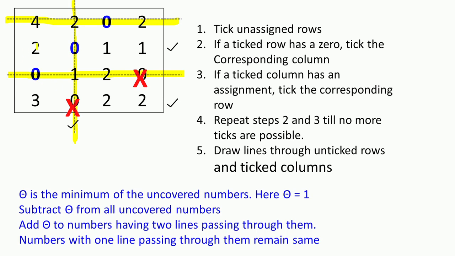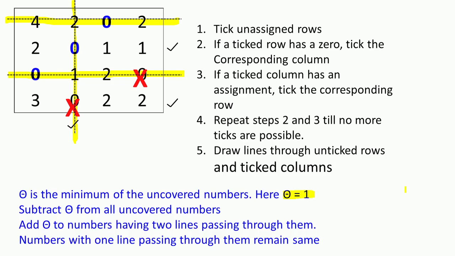Now take the minimum of the numbers where no line is passing through, which means take the minimum of these: 2, 1, 1, 3, 2, 2. So the minimum is 1, it happens in 2 places, and the minimum has to be a positive number because the zeros are all covered with one line or 2 lines. So that minimum is called theta, so theta is equal to 1.